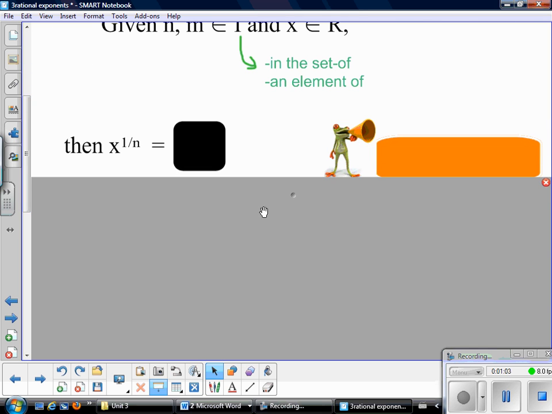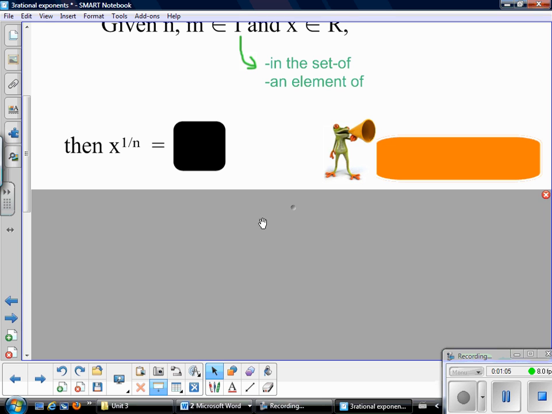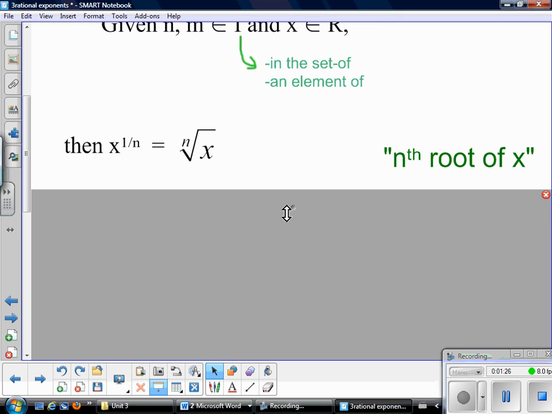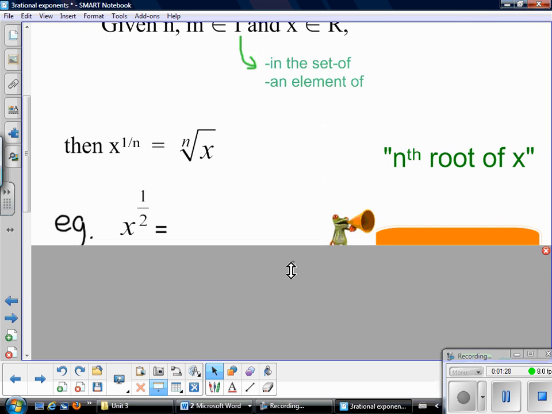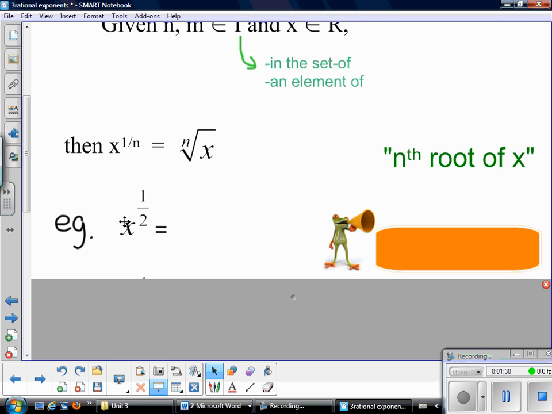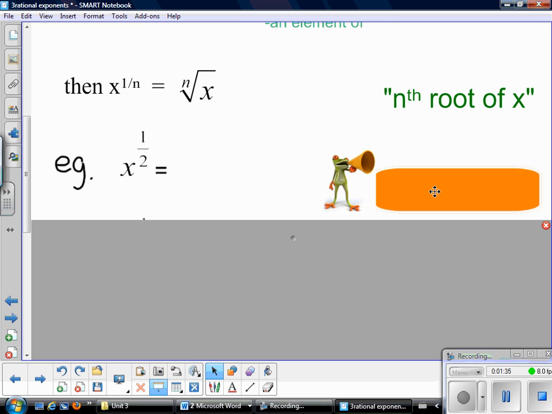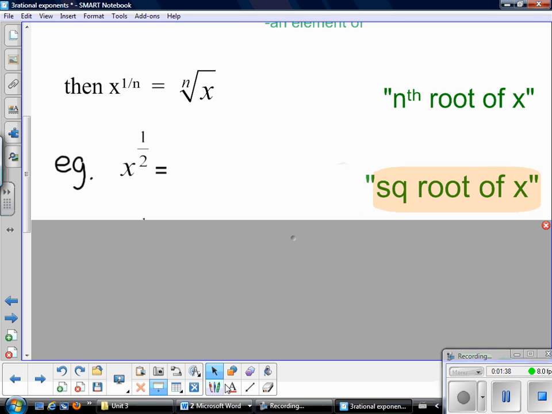We know that, first of all, what happens if I have x to the power of 1/n? Okay, so 1 over n. What that means is it's the nth root of x. So we pronounce it nth root of x. So when I'm looking at x, in other words, any number to the power of 1/2, what that means is I'm talking about the square root of x.